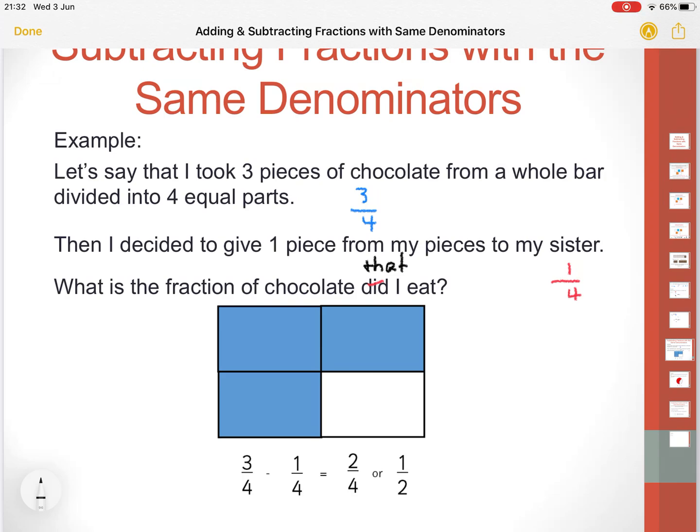So, if I gave 1/4 to my sister, all right, to calculate what is the fraction that I am left with, okay, I am subtracting 1 out of 4 from my 3/4. I am removing, subtracting, all right. So from the 3/4, I can mark it on the diagram. I am giving 1 part out of 4 to my sister. So from the 3/4, I am subtracting the 1/4.